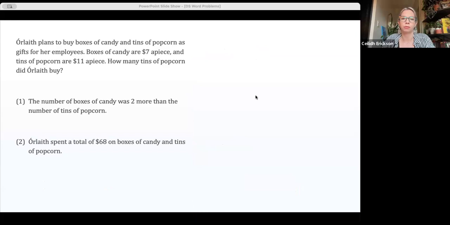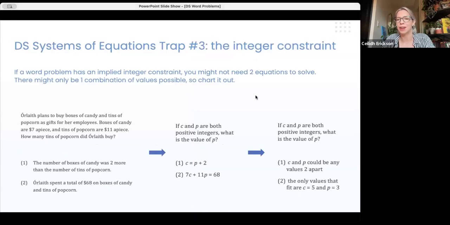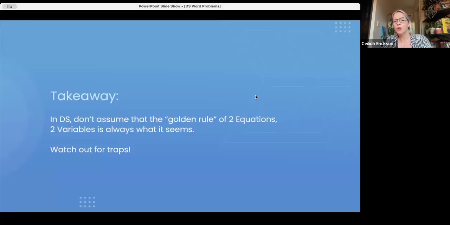So we went through all of these, our takeaways here about the integer constraint. The broadest takeaway overall is don't assume that the golden rule of 2 equations, 2 variables is always what it seems. Be expecting the GMAT to mess with you. Be expecting them to set traps. They're sneaky. They really like to mess with us. So just be on the lookout for those traps.